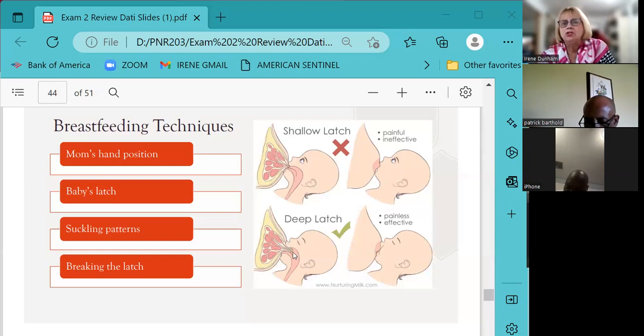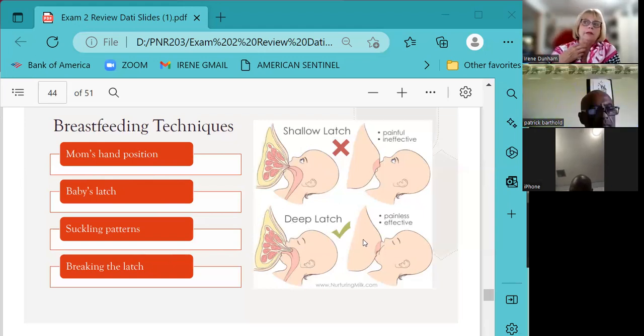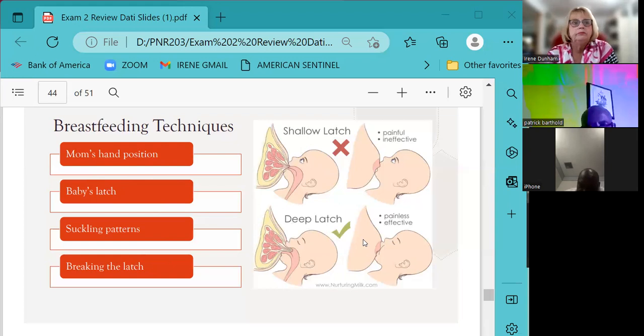So this is what we want. We want a deep latch. See how he gets that whole areola in his mouth. See, the nipple is quite down in his mouth. And he's really now doing a good suck. Now this suck helps make more milk. Okay, so here's another picture of it. All right, so we got mom's position, baby's latching, we got baby sucking, and you want to observe too that the baby is swallowing and he's not gagging.